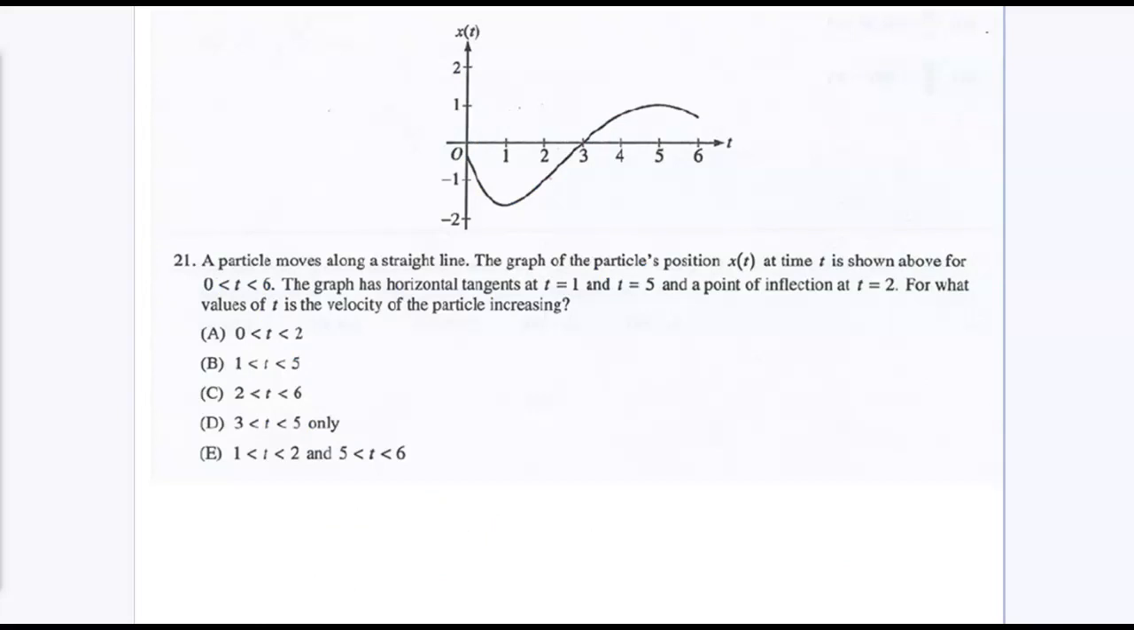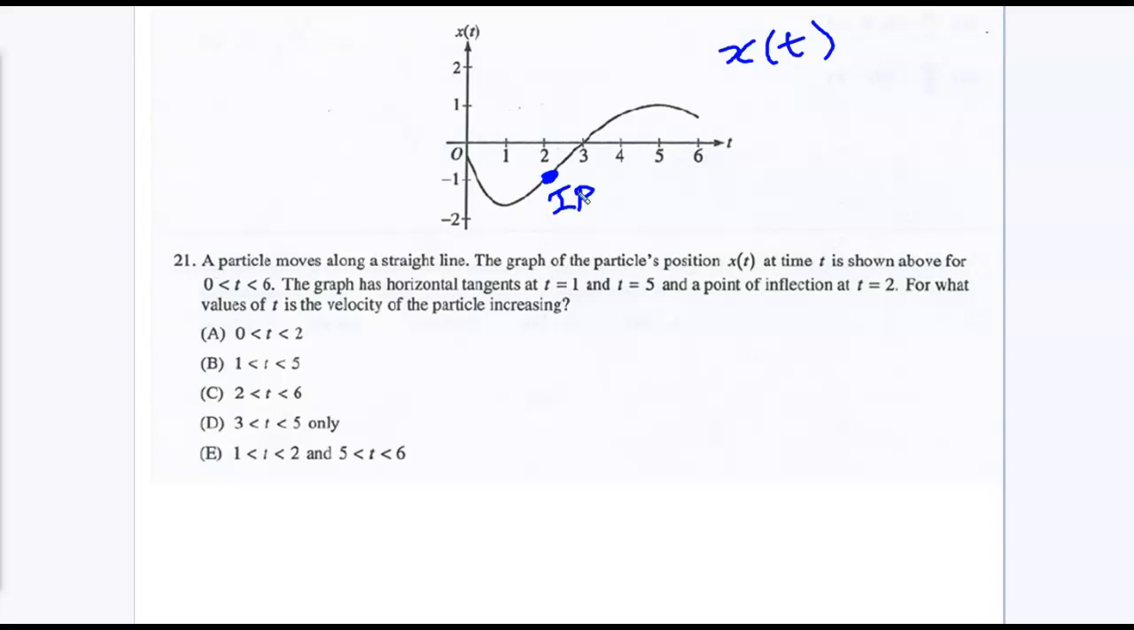Okay, next example is a multiple choice question again from another AP exam, and it says a particle moves along a straight line. The graph of a particle's position x of t is shown above for 0 to 6. So this is the position function, x of t. The graph has horizontal tangents at 1 and 5. And remember, the slope on the position is velocity, okay? And it has an inflection point at t equals 2. So there's my inflection point. So that's where my second derivative changes.